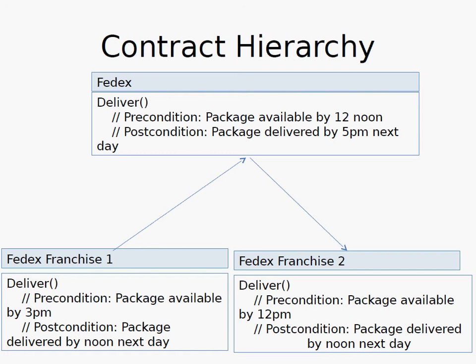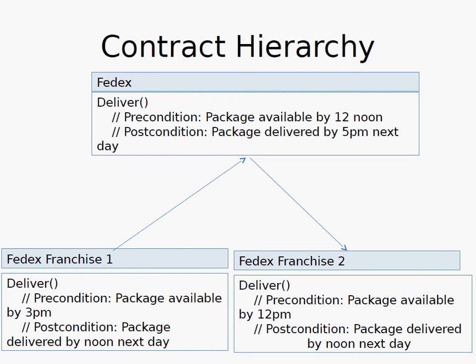So let's consider this, okay? Here we have a sort of contract hierarchy. We have FedEx on the one hand, and they have a deliver method, and it has some precondition and some postcondition. And then we're going to have subtypes of FedEx, these instances of FedEx: franchise 1, franchise 2, right? And franchise 1 here, we have the package for its precondition. It just says package available by 3 p.m. And the postcondition is delivered by noon the next day.